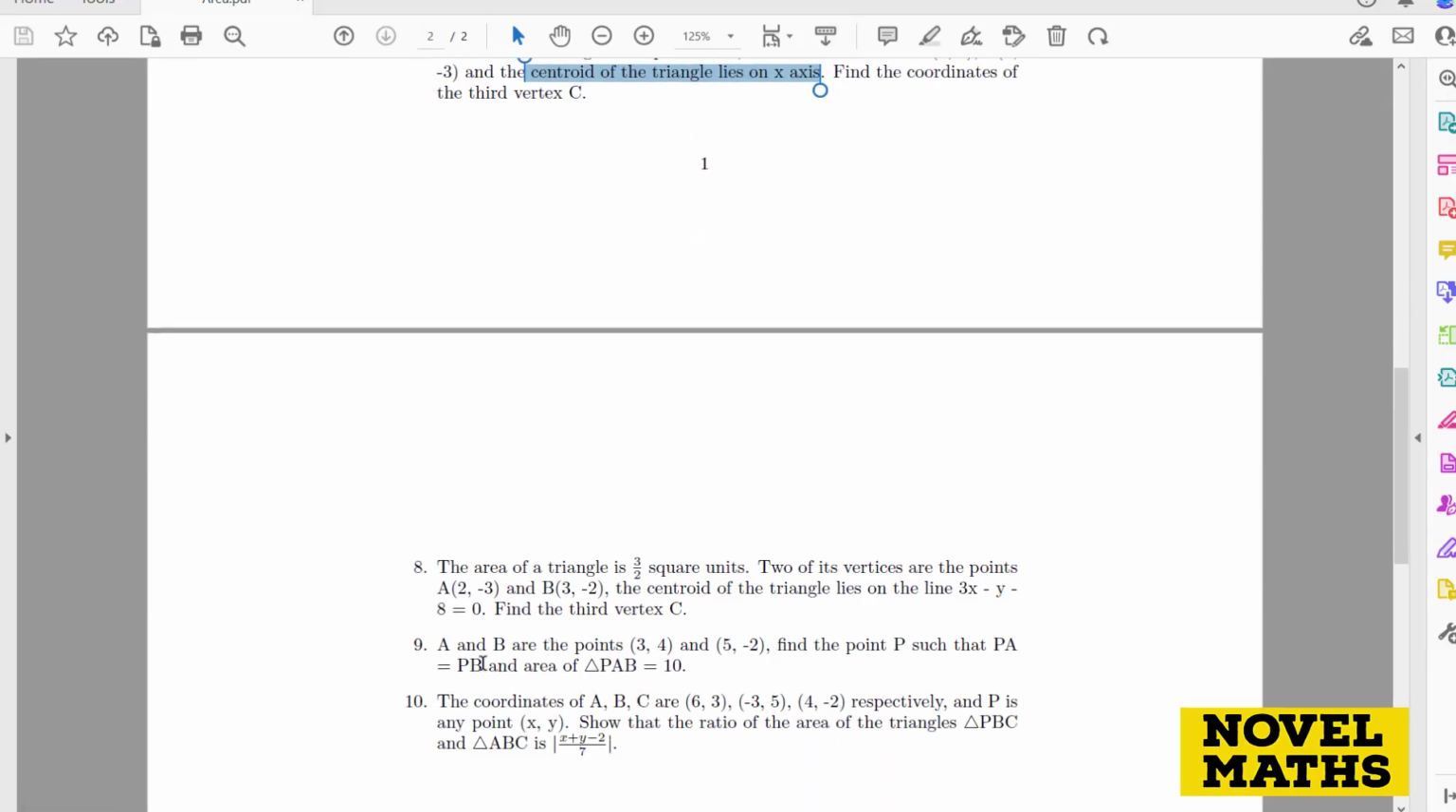Question number 8. The area of a triangle is given. Two of its vertices are the points A and B. The centroid of the triangle lies on the line 3x minus y minus 8 equals 0. Find the third vertex C. Again, this is similar. There is a little variation. 2 points are given. Third one we don't know. And the centroid is not lying on the x-axis or y-axis. It is lying on some line. If you are not familiar with the equation of a line, it's okay, but the relation is given for the centroid.